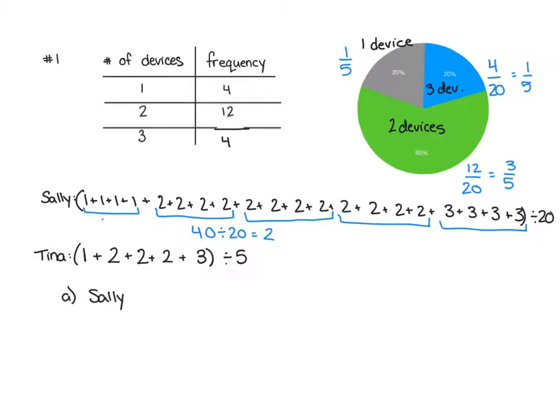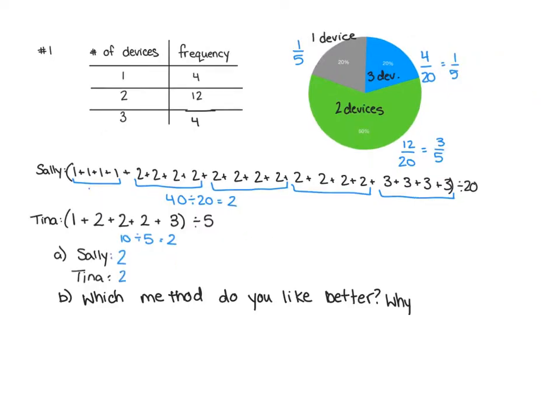For Tina, we just have 5 numbers, so we go 1 plus 2 is 3, 5, 7, 10. And then we divide that by 5, which gives us 2. So Sally, her mean is 2, and Tina's mean is also 2.